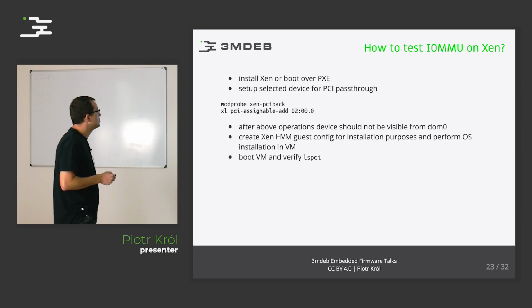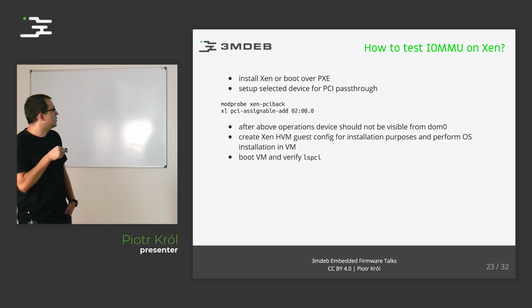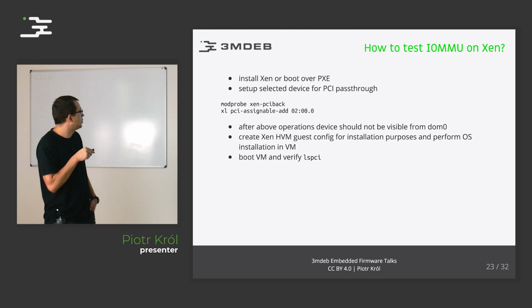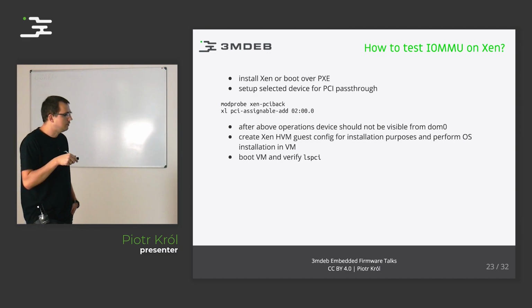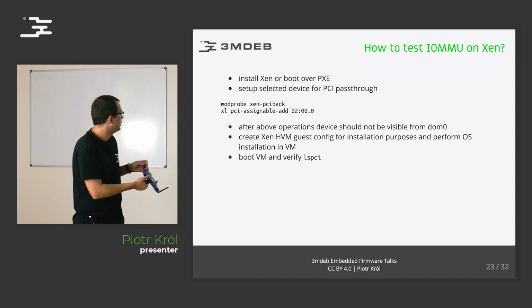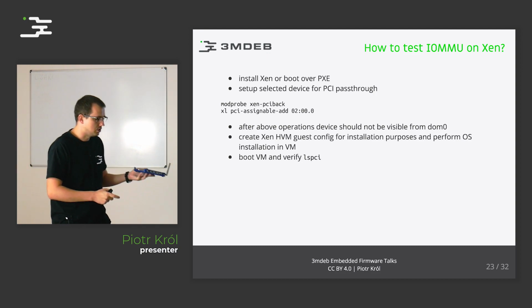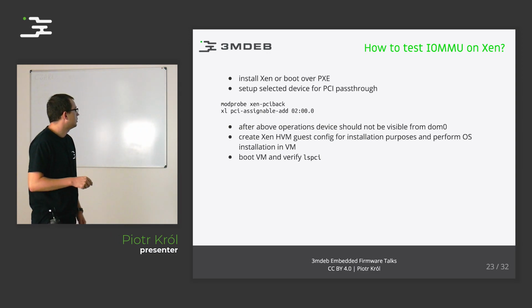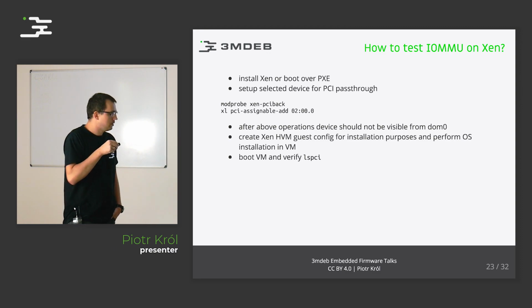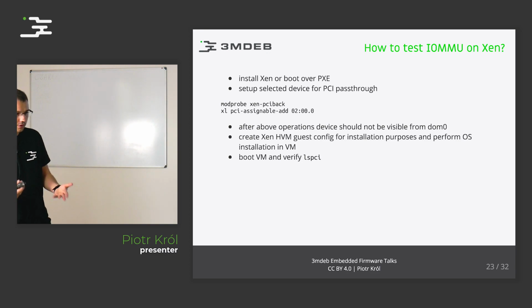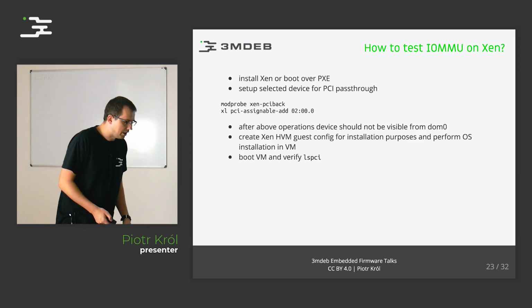So how did we test that? We used Xen. We booted Xen over PXE. We tried to do PCI pass-through. To do PCI pass-through on Xen, you just have to modprobe xen-pciback if you don't have it compiled into the kernel. Then you assign the device, and bus 2 device 0 function 0 is just the middle port in PC Engines. And we just assign that to the guest, and the guest is HVM, so this is hardware virtualization. So this is not paravirtualization or something like that. This is just hardware stuff.